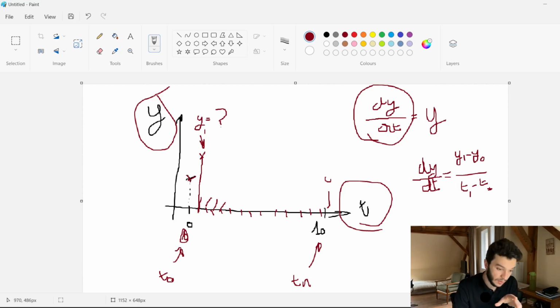We all know that. Now, something interesting, let me change the color. This here can be represented as dt, so this is delta t, and this here, y1 minus y0, can be written in the form of y1 is equal to y0 plus dt times this derivative right here.